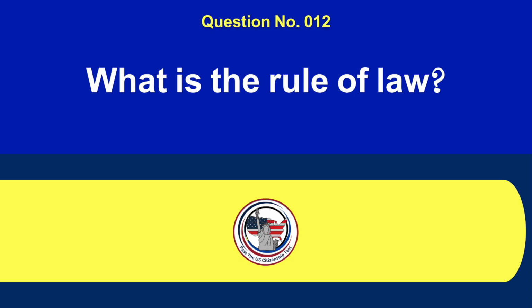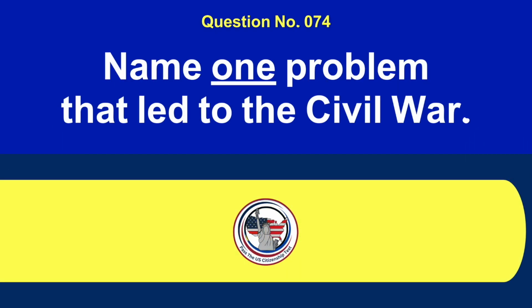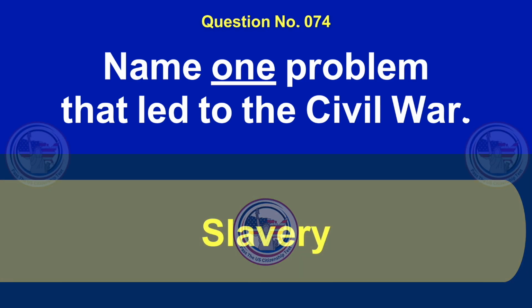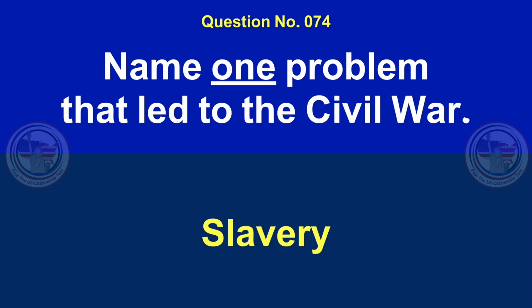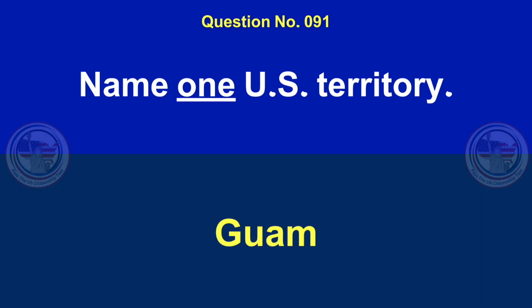What is the rule of law? Everyone must follow the law. Name one problem that led to the Civil War. Slavery. Name one U.S. territory. Guam.